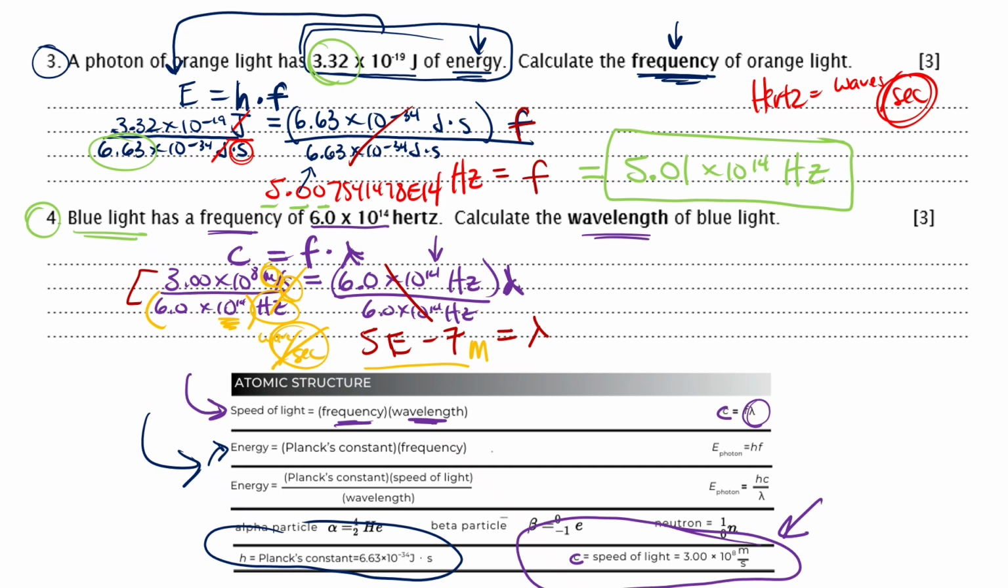What about sig figs? I have 2 in my frequency and I have 3 in the speed of light. When we multiply and divide, we're going to keep the fewer number of sig figs. The fewer number is 2. So I'm going to keep 2 and I have 1. How do I turn 1 sig fig into 2 sig figs? We're just going to add a 0. 5.0 times 10 to the negative 7 meters is going to be our wavelength.